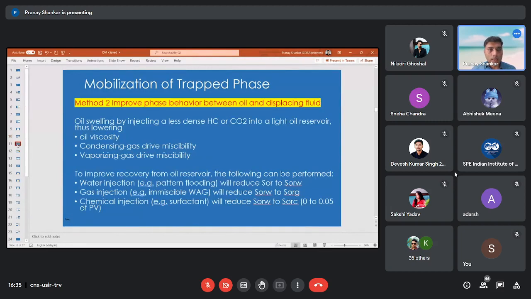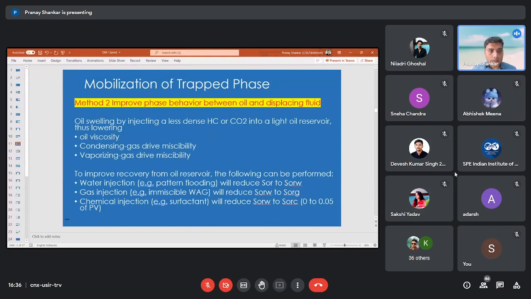The second method is to improve phase behavior between oil and displacing fluid. So what do I mean by that? For example, when you inject gas, it swells the oil, okay? And what does it result in? Oil viscosity reduction, and condensing gas drive miscibility. Okay, maybe I am not sure if you are aware of this terminology, but I will try to capture it in detail when we go into subsequent slides, what I mean by that.